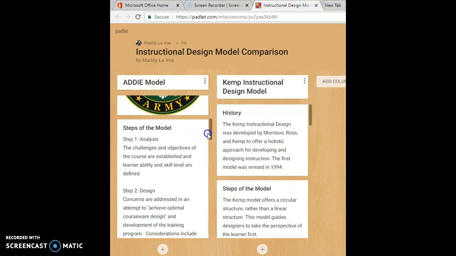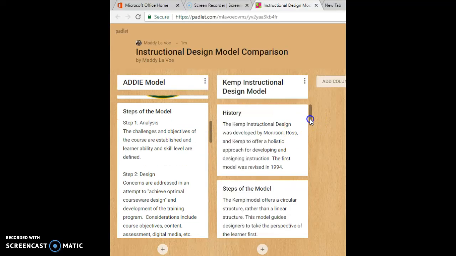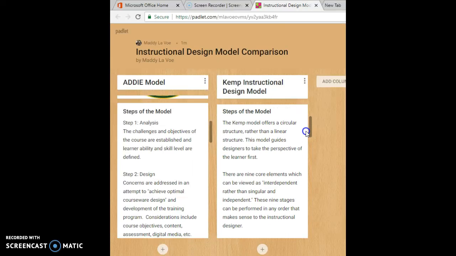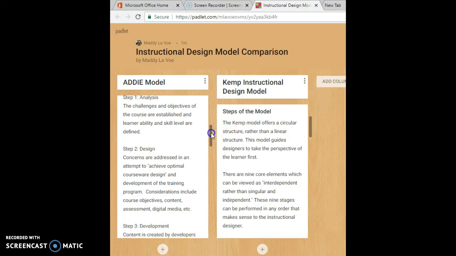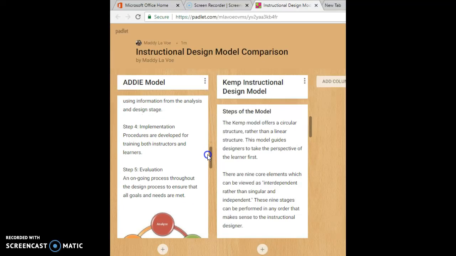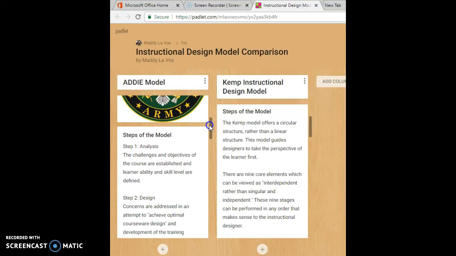So there are steps to both of the models, of course, and they are quite different. The ADDIE model takes a very linear approach, and ADDIE is an acronym. This acronym stands for Analysis, Design, Development, Implementation, and Evaluation. In the analysis stage, this is where the challenges and objectives of a course are really established. Time is spent figuring out learner ability and skill level in order to move forward.